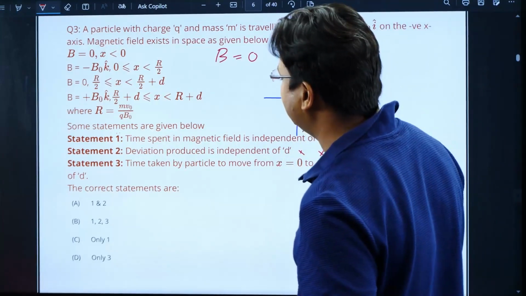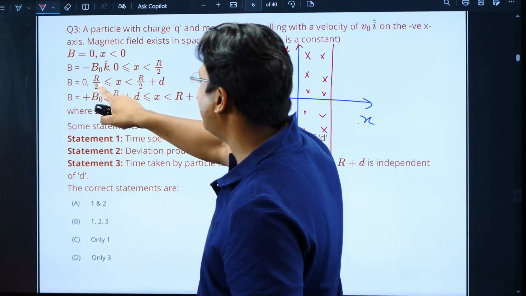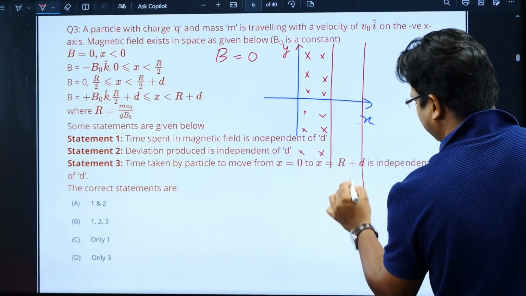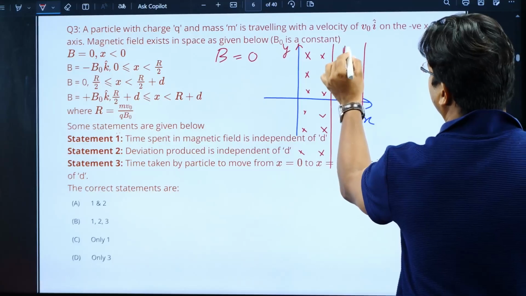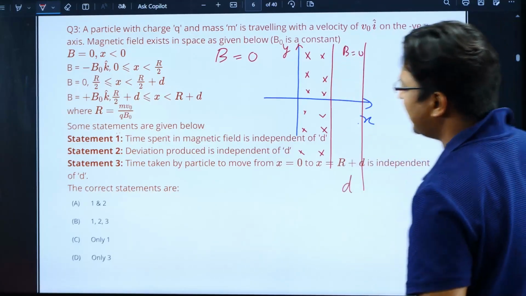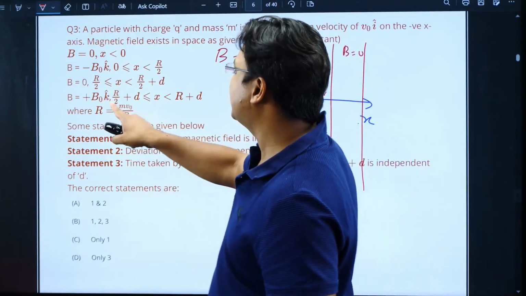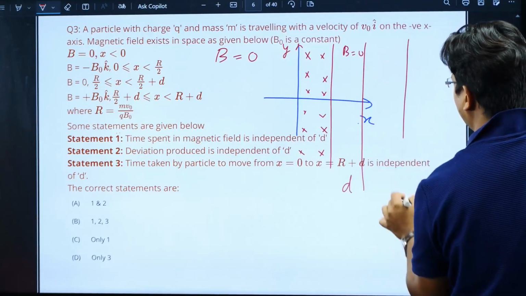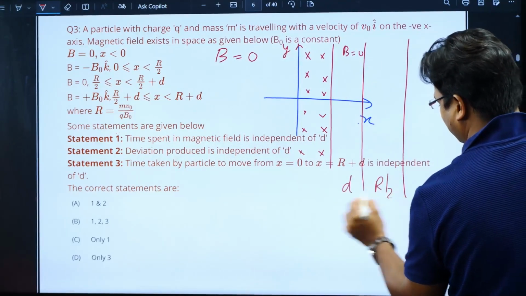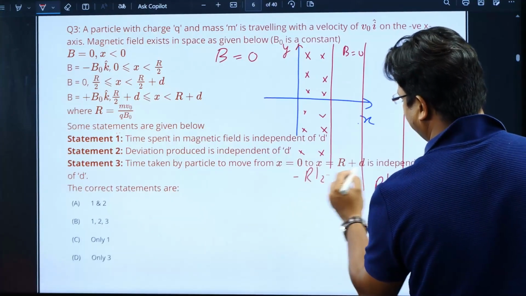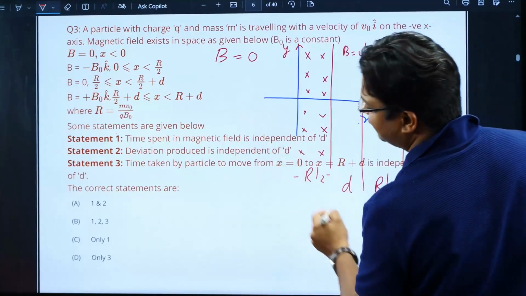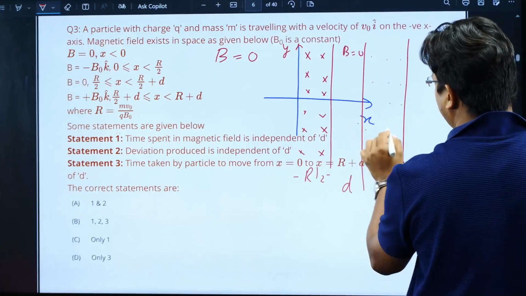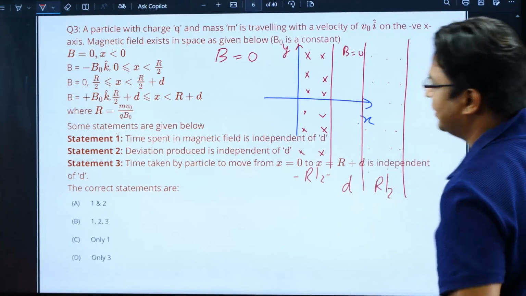Then B is equal to 0 from r by 2 to r by 2 plus d. So now there is a region of width d in which the magnetic field is again 0, and then plus B naught k for x from r by 2 plus d. Again there is a region of the same width r by 2. The width of the earlier region was r by 2, this region is again r by 2, and now the field is plus B naught k, so I will make dots here. This is the kind of magnetic field that we have.